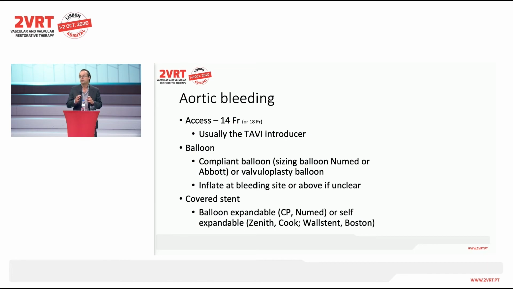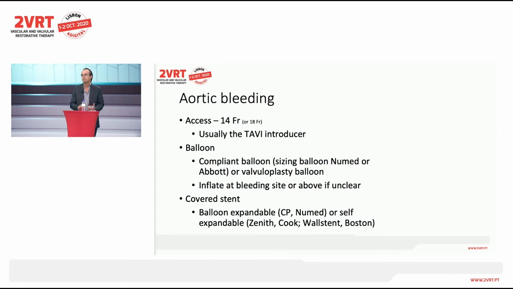I think it's easier from a mental standpoint and from a management of your shelves to group the complications depending on the site where it happens. So if you have an aortic bleeding, usually you're going to need bigger balloons and bigger stents. That means a 14 French size. Usually the TAVI introducer will do.